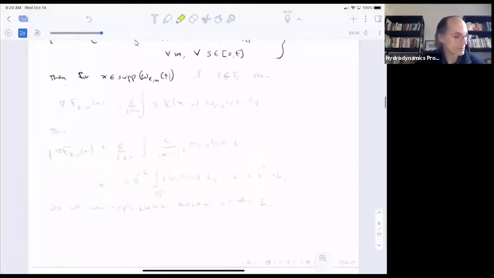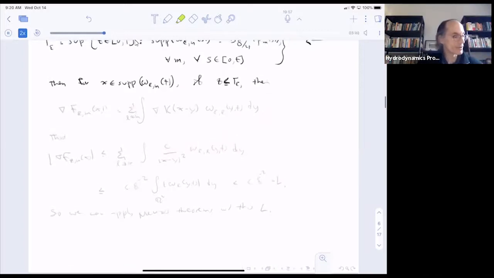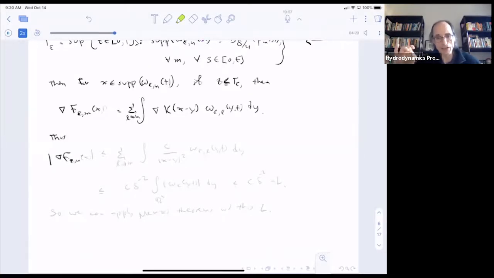So my goal is to bound the Lipschitz constant. Okay, and so I consider an x in the support of one of these blobs, and I consider time t less than this capital T epsilon. And I want to compute the gradient of this background flow in the mth blob. And I have a formula for it, so I write down the Biot-Savart law, I write down the definition of capital F, and then I differentiate.